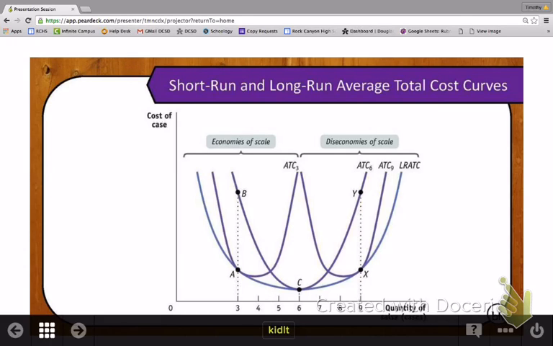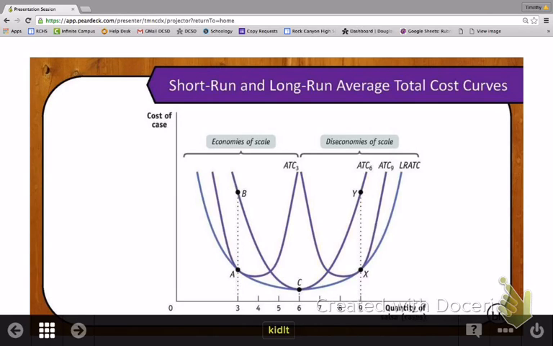So, what are diseconomies of scale? Well, as you can see here, when long-run average total costs are declining, that is the portion of the long-run average total cost curve that we refer to when we call it economies of scale. There are decreasing average total costs during this portion of the curve, and so we call those economies of scale.